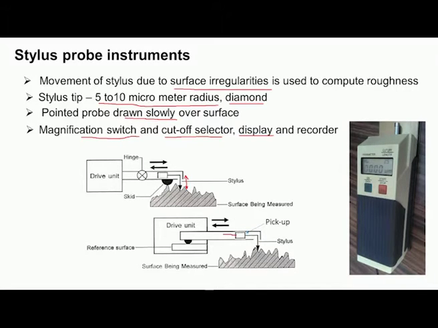The instrument will display the various surface finish parameters like Ra, Rp, Rt, etc. There is a display device. Also, we can get the printout of the profile. The profile print we can obtain at different magnification values.